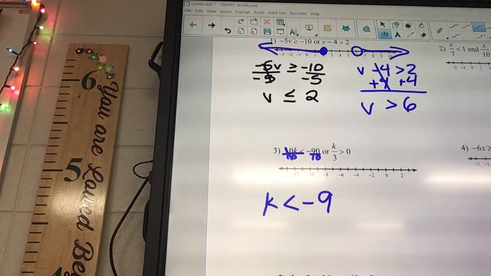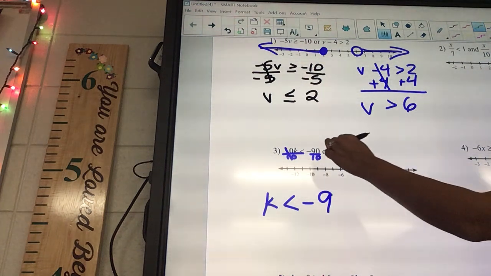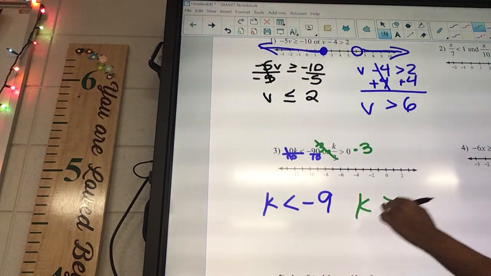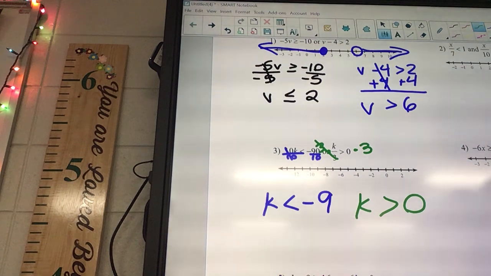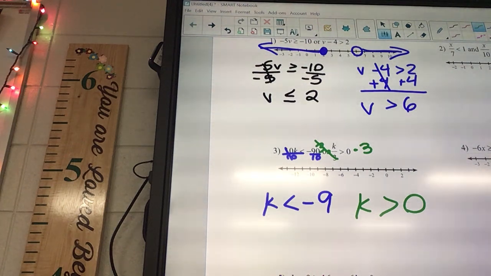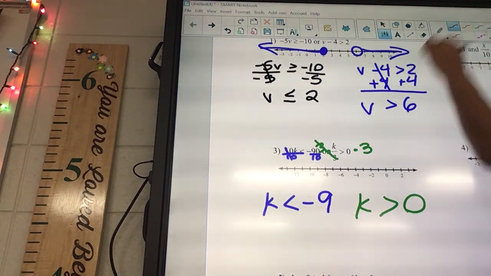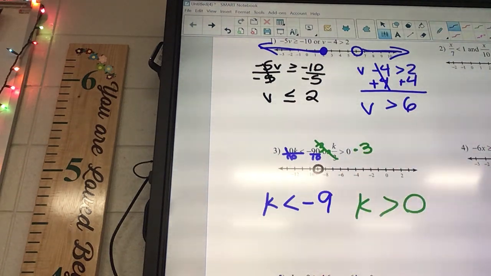What needs done? Times 3 on both sides. And so I'm going to get 0 times 3 is still 0. I almost said 3. Okay, on the negative 9, is that going to be open or closed? Open. Okay, what about the 0? Open. Okay, is this a and or or? Or. Okay, so they're going to be pointed in or out? Out.